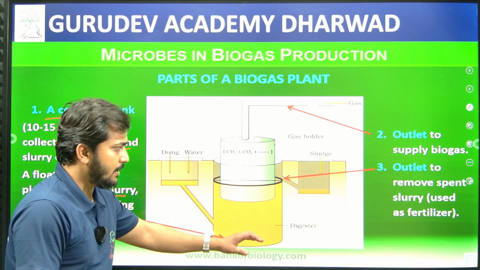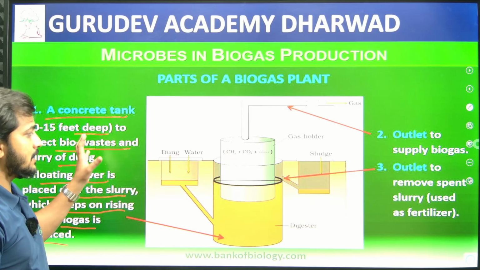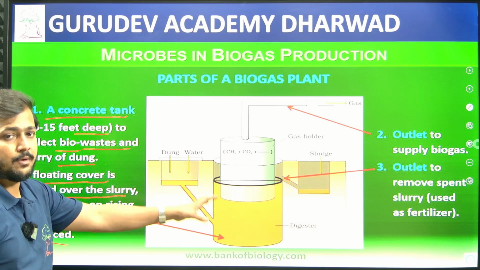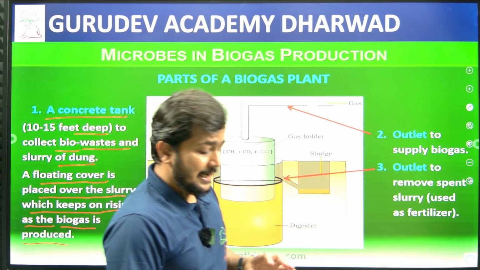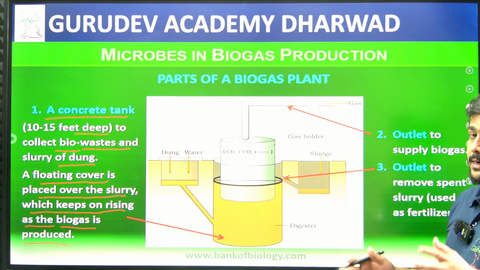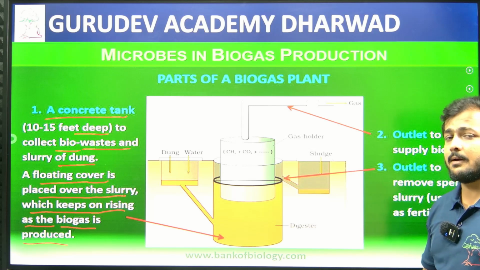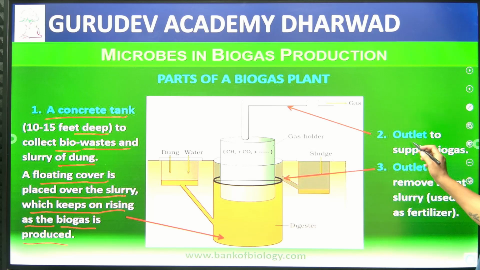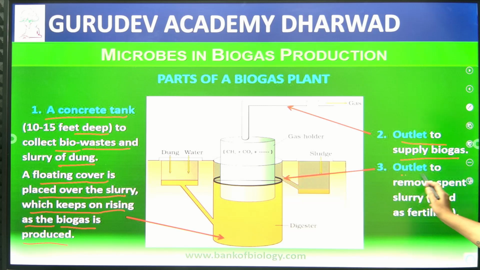There will be a digester, and inside the digester we add the biological waste, that is, dung or slurry. Slurry is prepared from dung and a little amount of water or urine of ruminant animals. Then there is an outlet to supply biogas, right? Then there is another outlet to remove the suspended slurry.